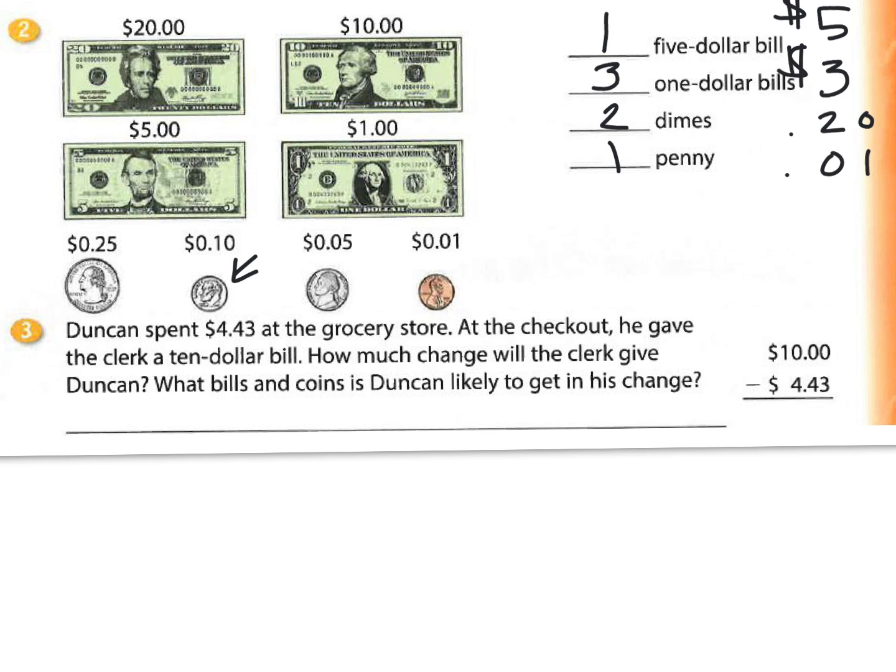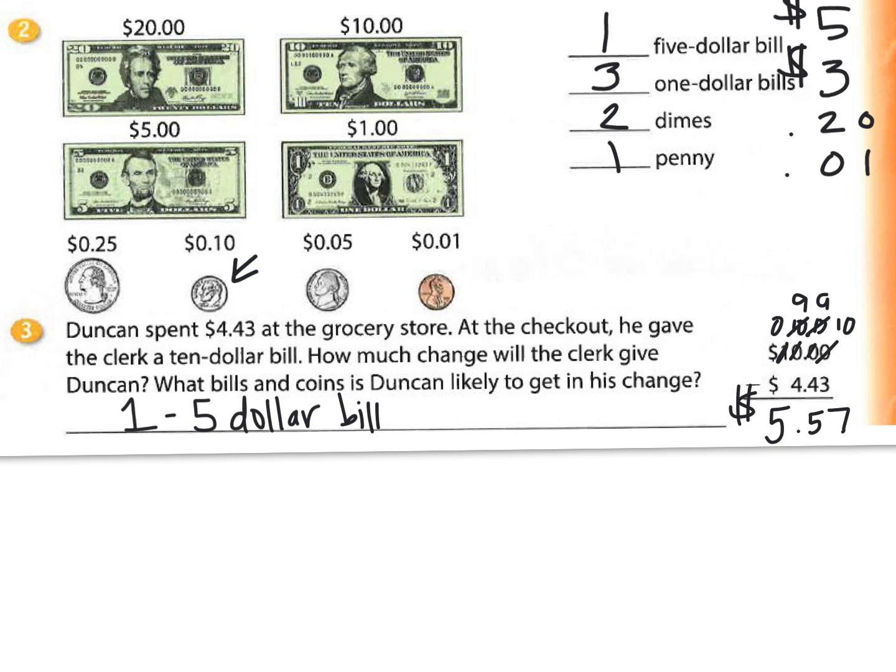Well, we can't do all those zeros, so we have to go all the way over to that 1, make that a 0, make this a 10, but then we have to make it a 9 to make this a 10, but then we have to borrow from there to make that a 9 so that last one can be 10. 10 minus 3 is 7. 9 minus 4 is 5. 9 minus 4 is 5. So he gets $5.57 back. Well, what bills is he going to get? He'll probably get one $5 bill.